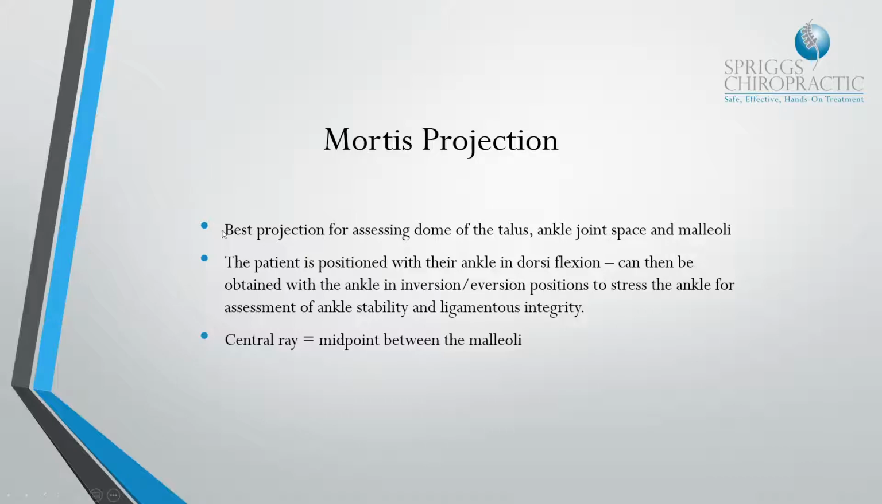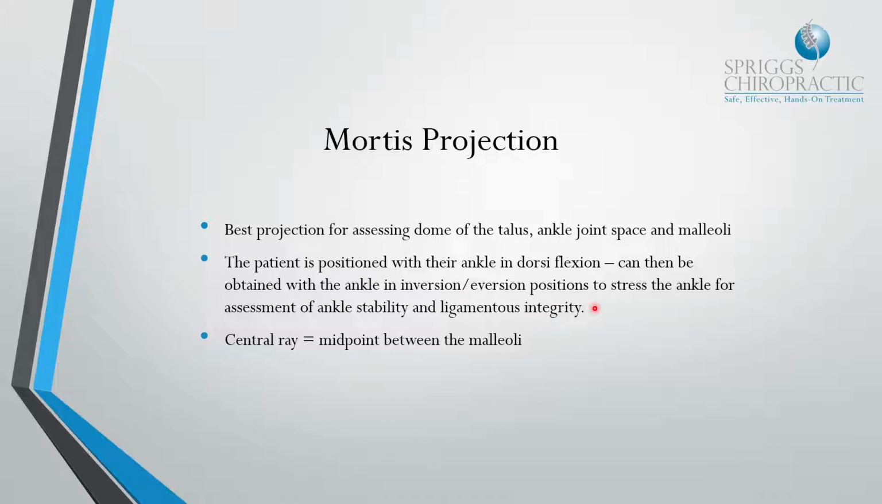The Mortise projection is the best projection for examining the dome of the talus and of course the ankle joint, with the malleoli, both medial and lateral, present on this projection. The patient is positioned with their ankle in a dorsiflexed position. It can be taken with eversion or inversion positions to stress the ankle, as an assessment of stability and ligamentous integrity.